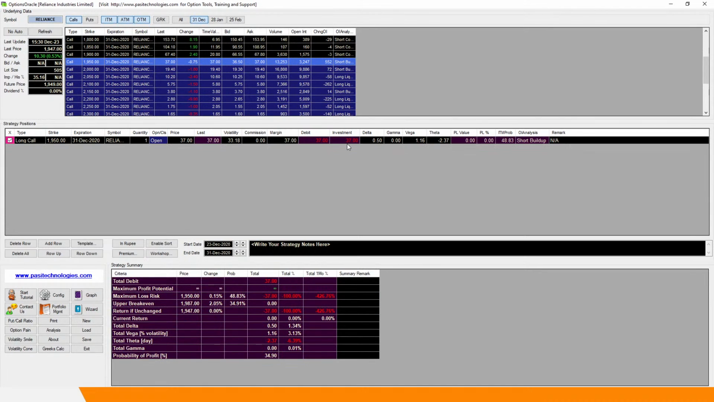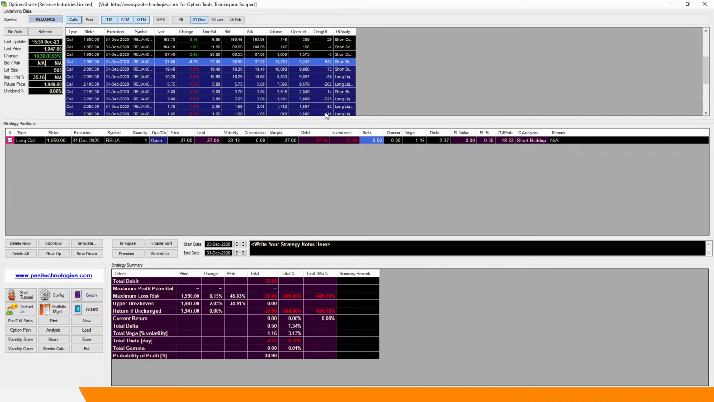So you will see that it will be very close to 0.5, and you can see the delta is 0.5. Maybe if you were getting three decimal places, four decimal places, this might be 0.50012 or something like that. But yes, as of now, you can see we have 50% participation, because this is at the money.